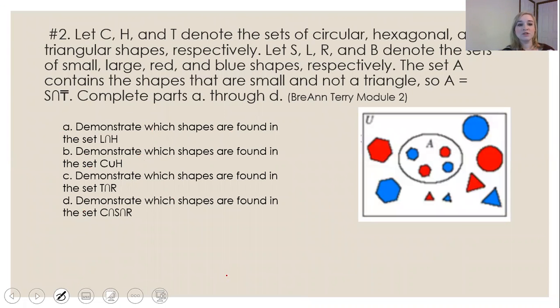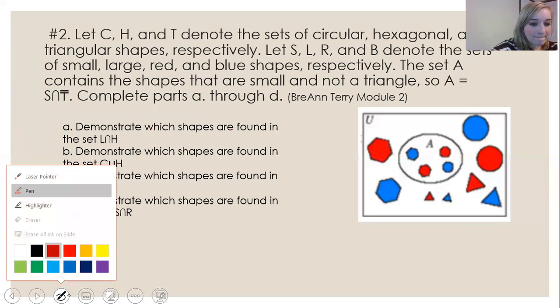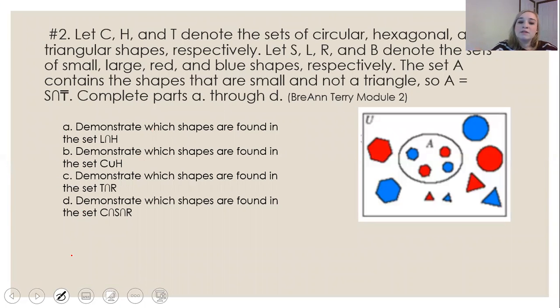So moving on to question 2, it says let C, H, and T denote the sets of circular, hexagonal, and triangular shapes respectively. Let S, L, R, and B denote the sets of small, large, red, and blue shapes respectively. The set A contains the shapes that are small and not triangle, so A equals S intersect T complement. Complete parts A through D. Okay, so what we're going to do here is, this seems a little confusing, but once we read the instructions, it's not too bad.